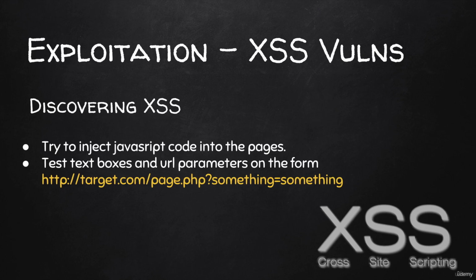So let's talk about how to discover these kinds of vulnerabilities. Very similar to SQL injections, the way to do this is you browse through your target and try to inject any text box or any URL that looks similar to this. So whenever you see a URL with parameters, try to inject into these parameters or into text boxes.